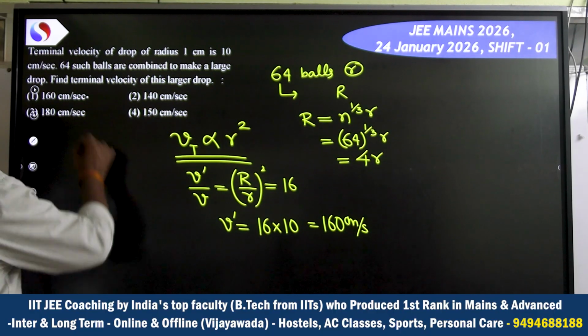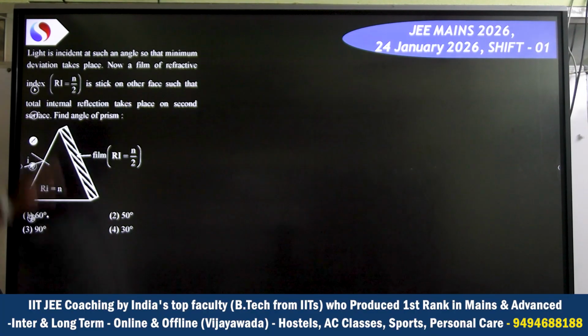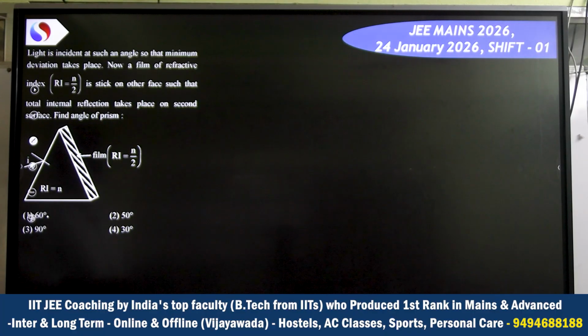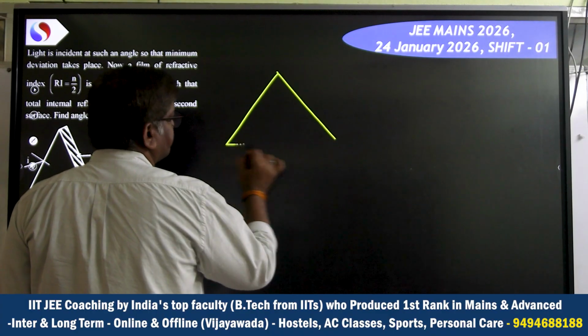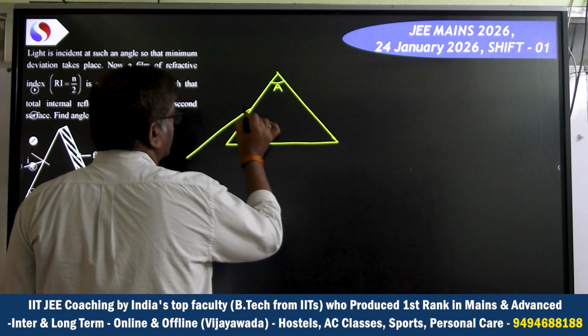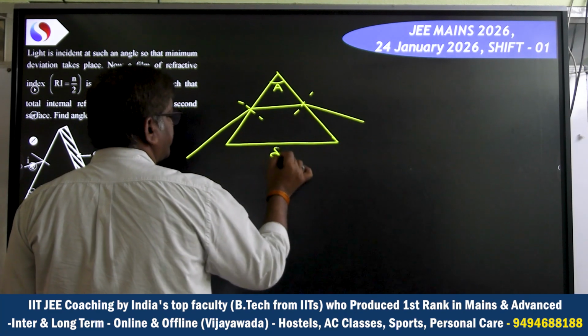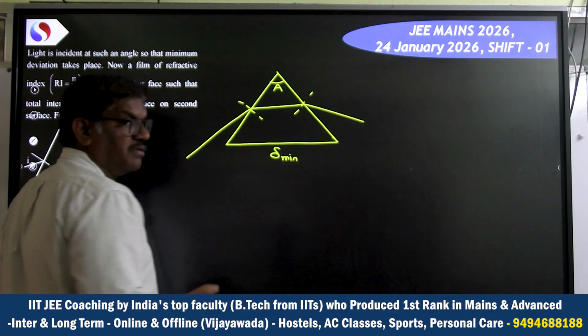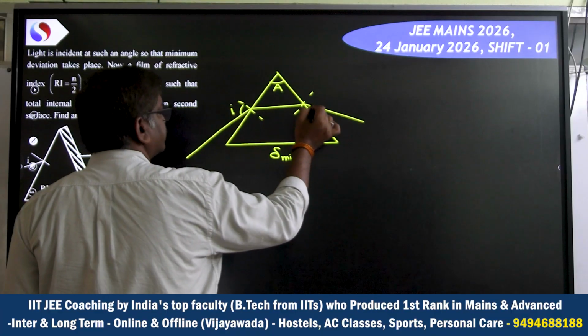All right, 160, that is option 1. So we are going with option 1. Move to the next one. Light is incident at an angle so that minimum deviation takes place. Okay, so first you need to remember this property of the prism, that if this is the angle of the prism, then the minimum deviation occurs when this I is equal to E.